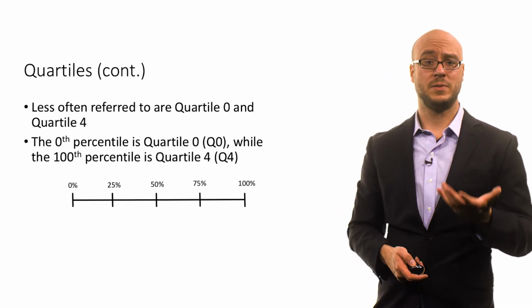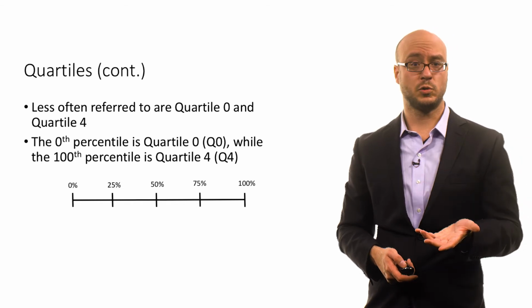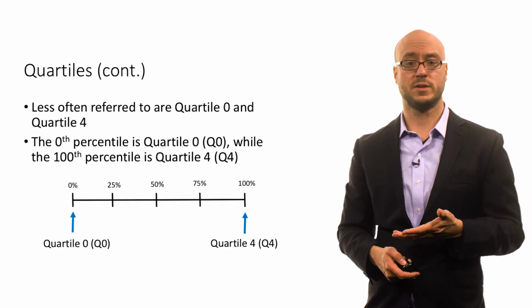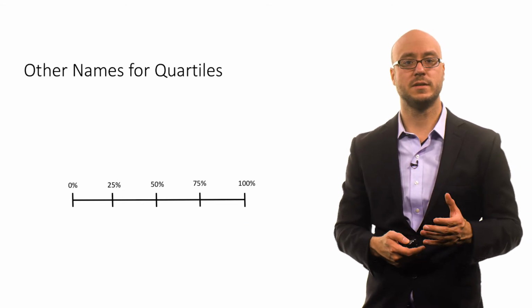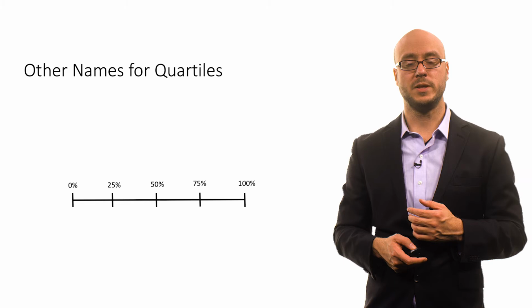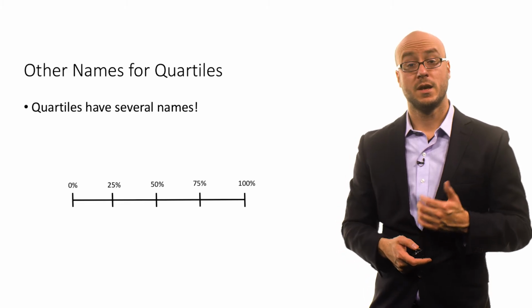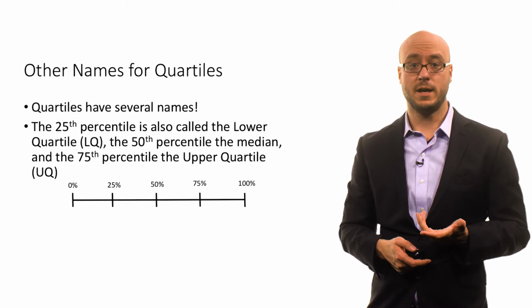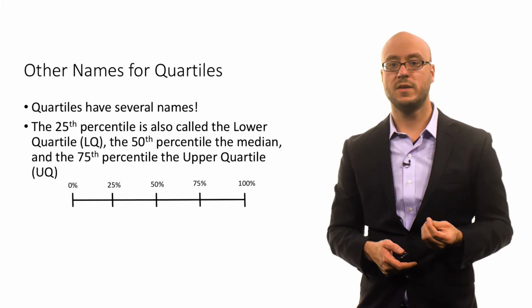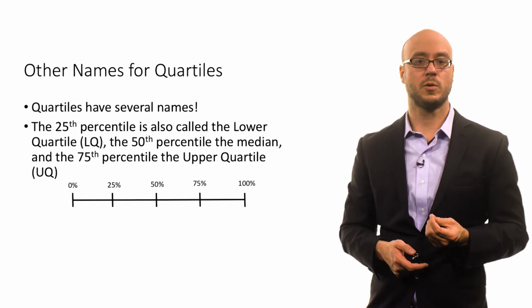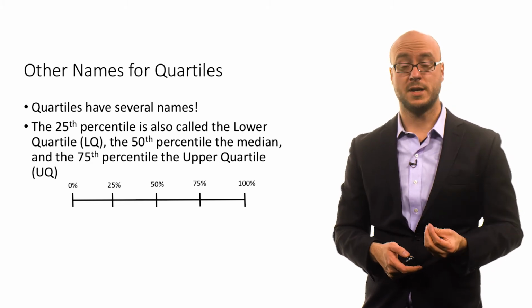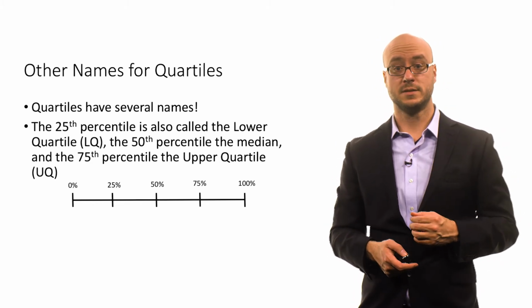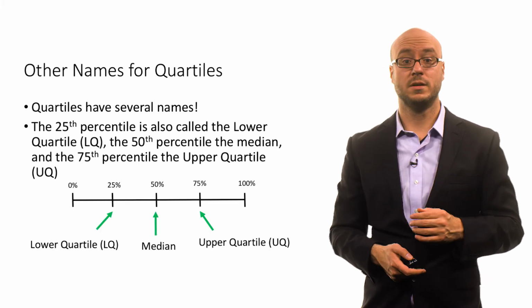Sometimes you will hear people talk about a quartile 0 or the fourth quartile, less commonly. But just keep that in mind if you see those referenced by other people or researchers. Quartiles also have several other names to keep in mind. Sometimes the 25th percentile is called the lower quartile. Sometimes the 75th percentile is called the upper quartile. And of course, the 50th percentile is sometimes called the median.